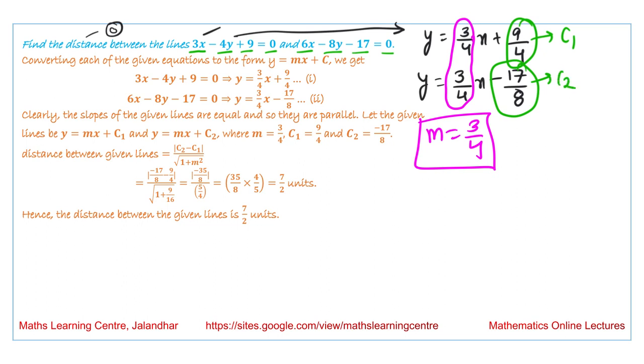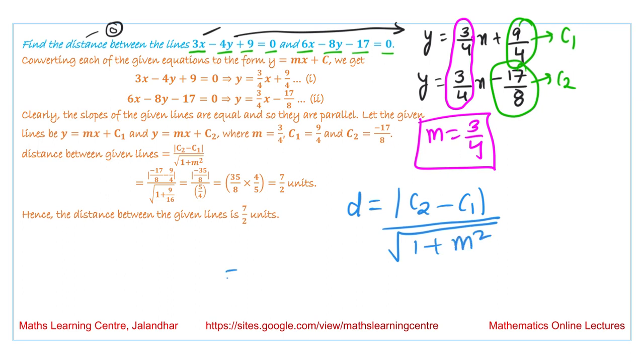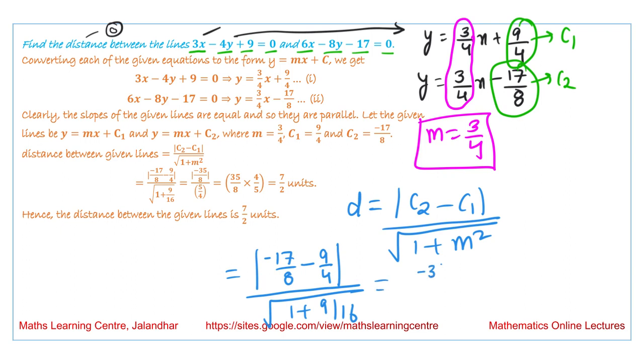So we are saying that the distance between these two lines is |C2 minus C1| divided by square root of 1 plus m square. The answer we obtain is |minus 17 by 8 minus 9 by 4| divided by square root of 1 plus 9 by 16. So the value we obtain is minus 35 by 8 into 4 by 5.